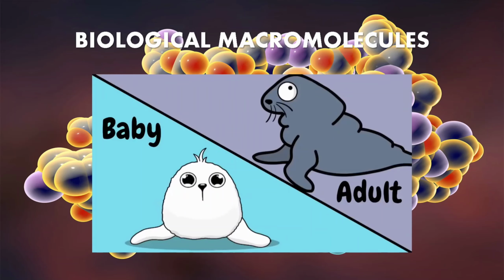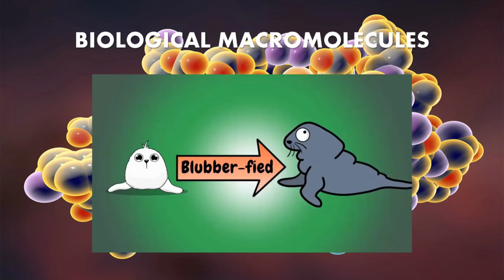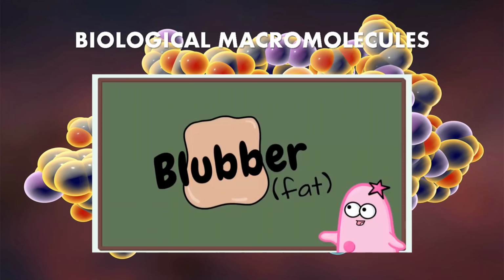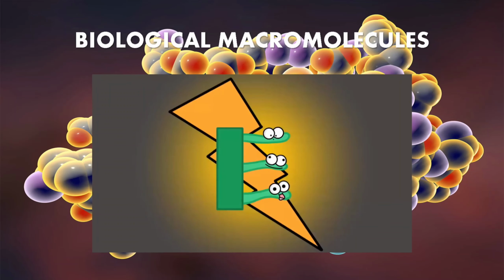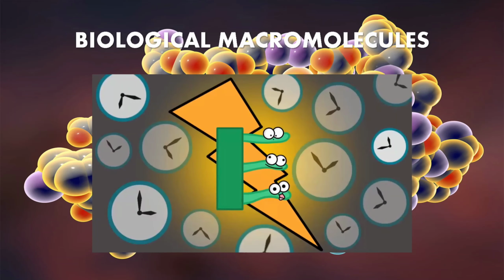In their little baby stage, they actually have a lot of this hair that they're born with that keeps them warm. But over time, they have to develop blubber. It's fat, and it helps keep them warm. Lipids are great for insulating. Also, you might not think about fats as being related to energy, but fats are a great source of long-term energy. They can store energy for a long, long time.